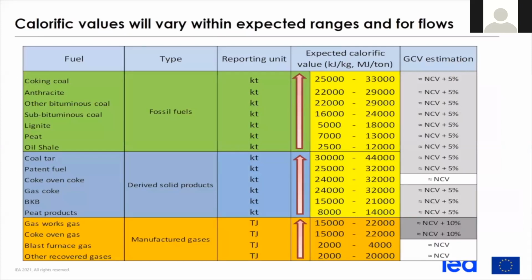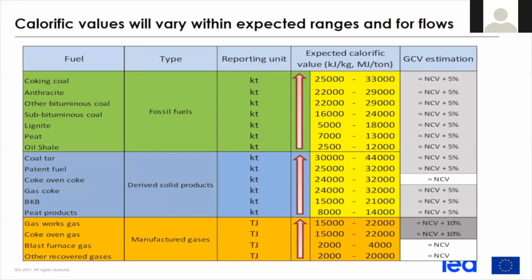One last part on calorific value. As I told you, we expect it to vary depending on the flows of consumption, but of course, it is not the only way. We do not expect it to vary in a very large way. We expect for each product the calorific value to be within a specific range of values. So for example, cooking coal, we expect it between 25,000 and 33,000 kilojoules per kilogram.